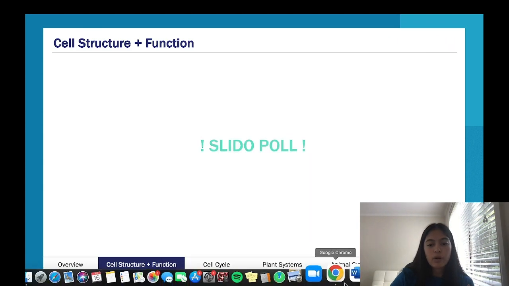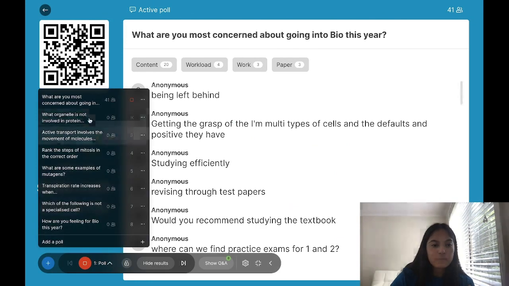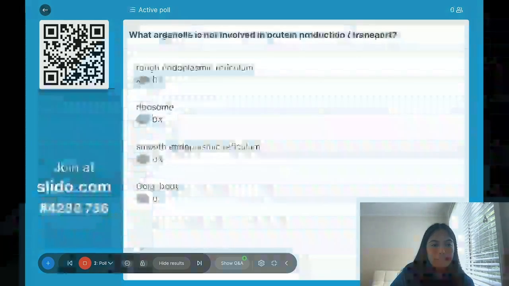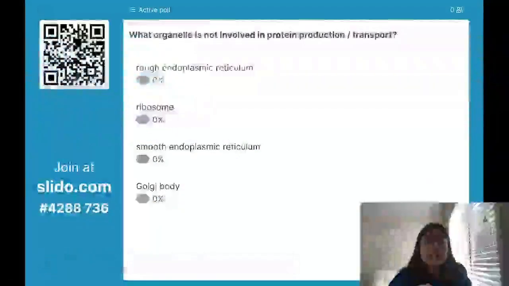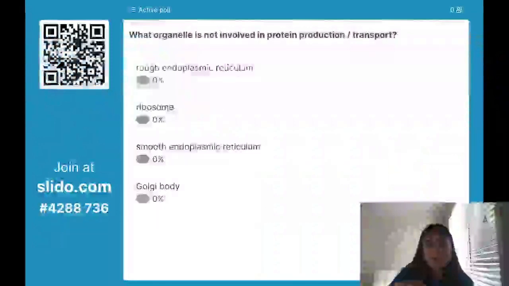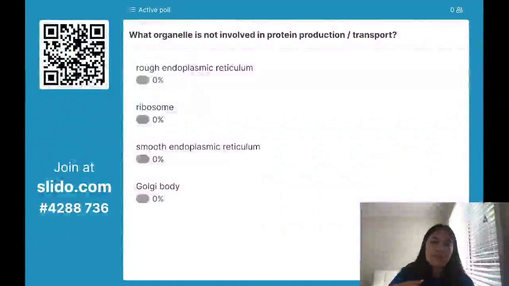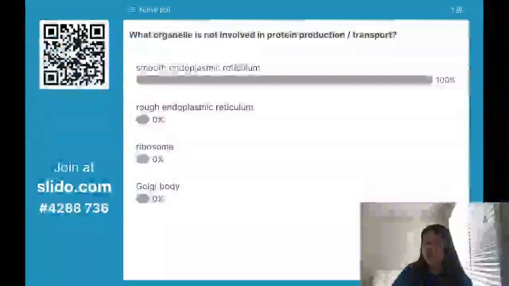Okay, a Slido poll on our organelles now. What organelle is not involved in protein production or transport? We've just got a couple of polls scattered throughout the lecture. They're hopefully not too intense in terms of content to remember. So what organelle is not involved in protein production?